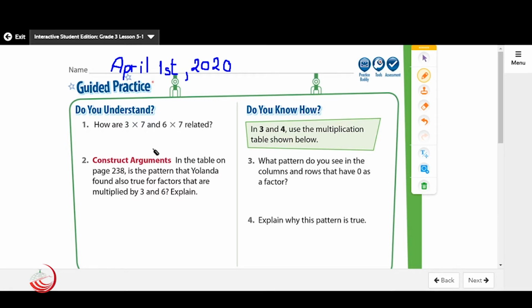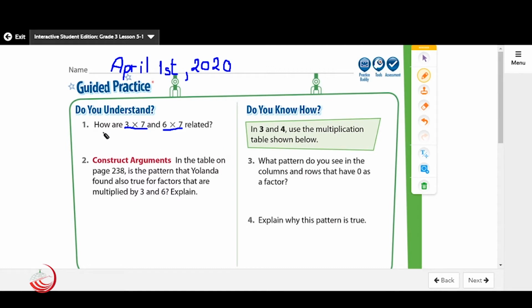Now let's read together. How are 3 times 7 and 6 times 7 related? How are they related? Please pause the video and answer by yourself, then check your answers with me, alright? Very good. Now let's look at 6 times 7. 6 times 7 is the double of 3 times 7.